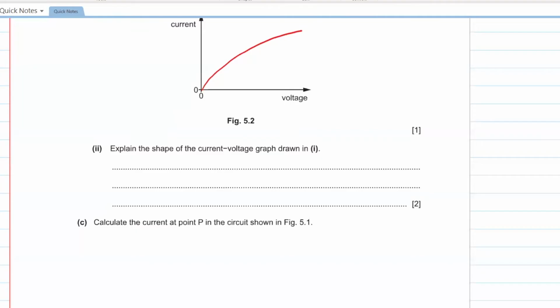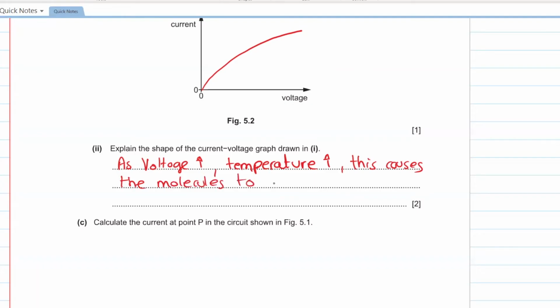On figure 5.2, sketch the current versus voltage graph for a filament lamp. Always remember that the current versus voltage graph for a filament lamp is a decreasing curve like this. Explain the shape of this graph. So what will you say? As voltage increases, temperature increases. This causes the molecules to vibrate faster, hence resistance increases. So beta, how will you write this answer? You will say as the voltage increases.